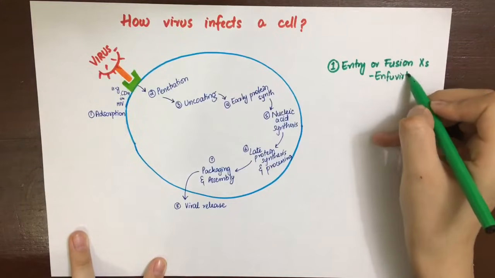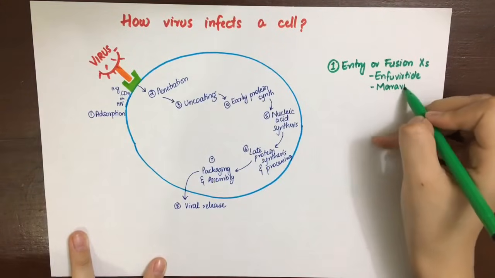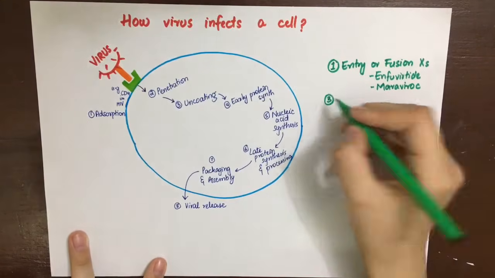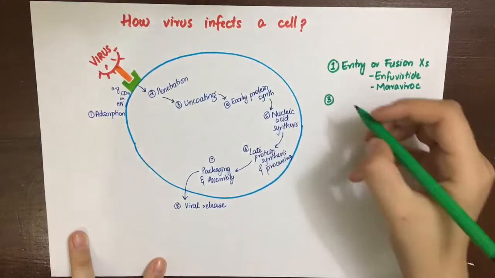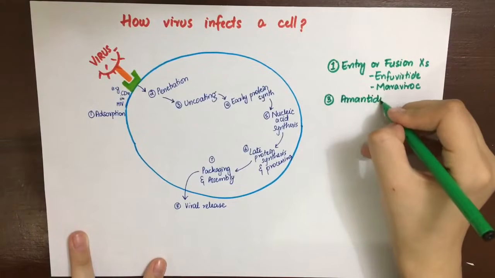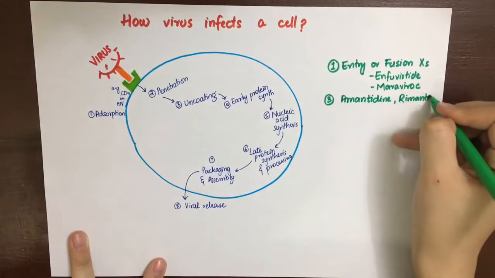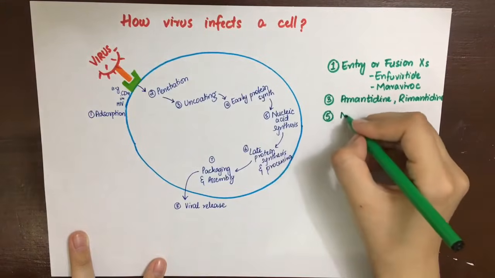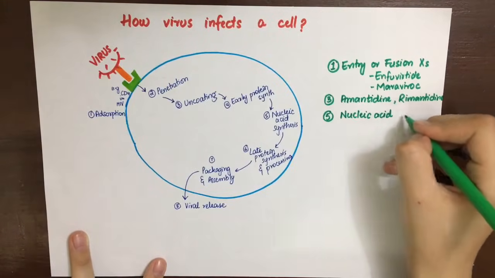Next, we can inhibit the uncoating phase by inhibiting the proton pump in the endocytosed vesicle that is actually needed to acidify the vesicle and then release the nuclear material. And the drugs that are used in this phase are amantadine and rimantadine.